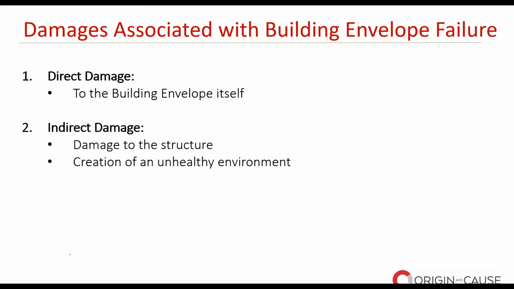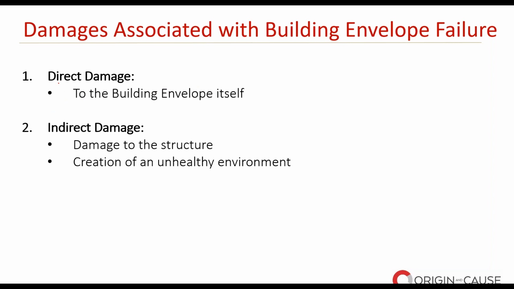To make it easy to understand and easy to digest, we can categorize them into 2 main categories. We have the direct damages and the indirect damages. So the direct damages are damages that, due to a failure in a part of the building envelope, we might have additional damages to the building envelope itself. Some sort of a self-destruction, we can say.